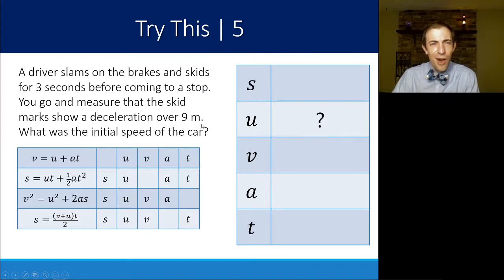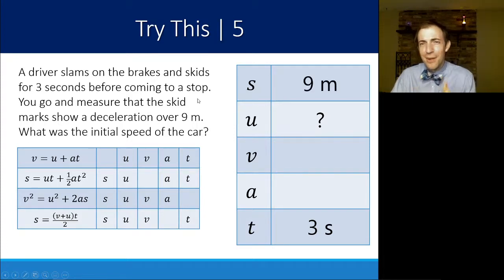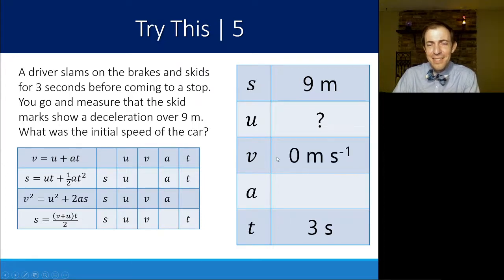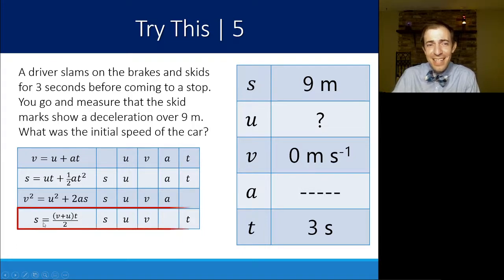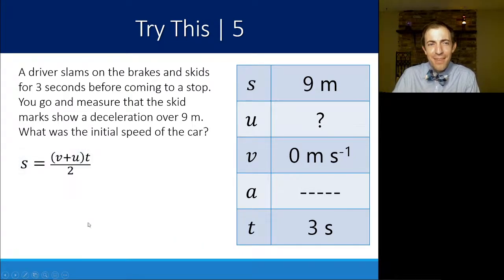The things that I know: the time is 3 seconds. I know that the deceleration happens over 9 meters, and I know that I came to a stop. So even though it doesn't say anything further, I know that V is going to be 0 meters per second. In this case, I don't know A. Which equation will I need? So if I don't know A, there's only one equation that doesn't use A. That's this final one. I'm going to plug that in here.